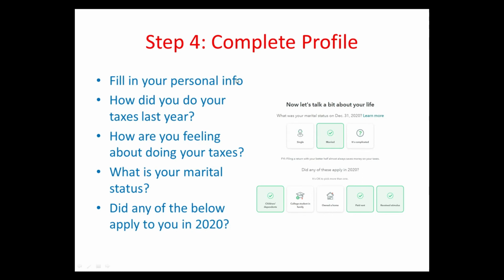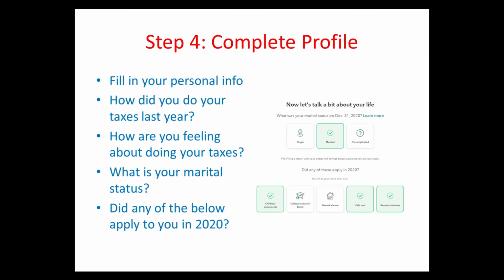Step 4, complete your profile. So at this point, you should have a screen that looks similar to this one on the right side of this screen. You're going to fill in your personal information. It's going to ask you, how did you do your taxes last year? And it's going to ask you how do you feel about doing your taxes? It's going to have some emojis, and you can be honest with it. It's not going to change anything as far as I know, because I clicked on all the emotions. So you can click on whichever emotion you like. But it's just about letting Credit Karma know how you feel about preparing your own taxes this year.